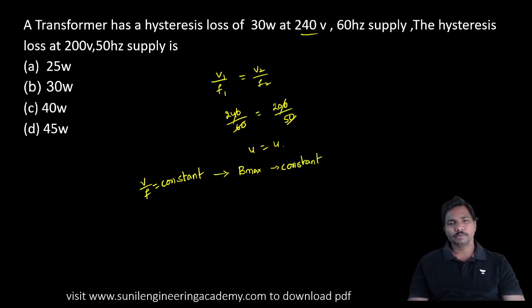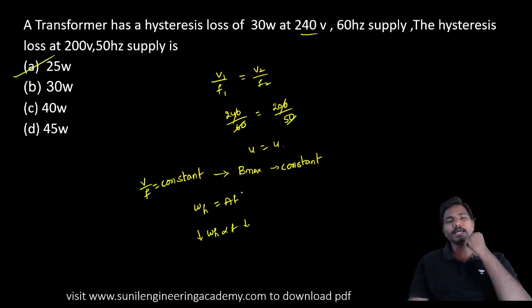So B max is constant, then what is the formula? WH is equal to A F, or WH is proportional to frequency. As frequency increases, hysteresis loss increases. Frequency decreases, hysteresis loss will decrease. Here frequency goes from 60 to 50, so hysteresis losses also decrease. So less than 30, only one option, you can directly use the answer 25.